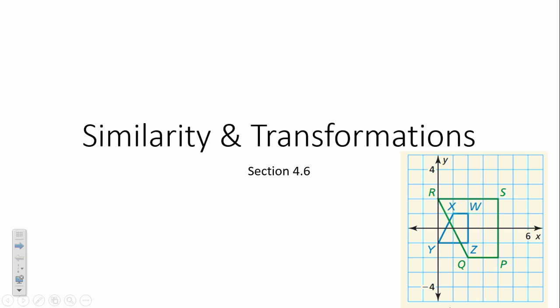Two days ago, we talked about congruence transformations. What did the word congruent mean? Equal, equal size, same. Everything's the same. Same size, same angles, same everything. Okay? Today we're talking about similarity and transformations.